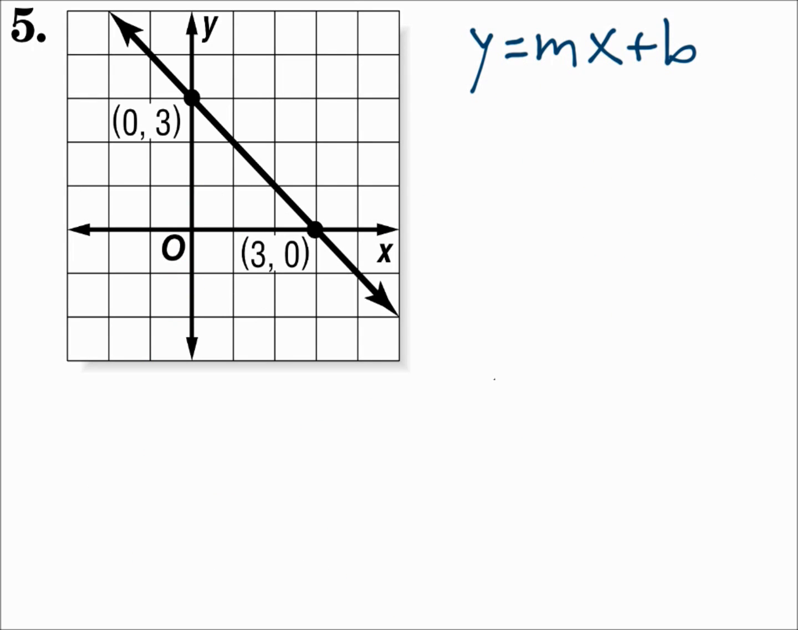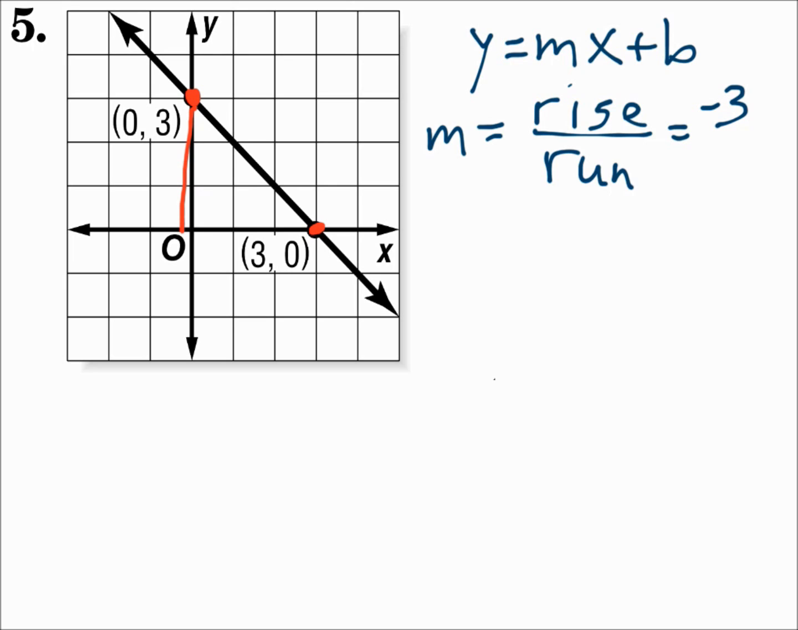Number 5. Slope-intercept form of this line, we need m and b. Find the slope first. In the graph, pick 2 points and rise over run between them. So between these 2 points that they give us, from left to right, the rise goes down 3, so it's -3. The run goes 3 to the right of a +3. -3 divided by 3 is -1. So the slope is -1.